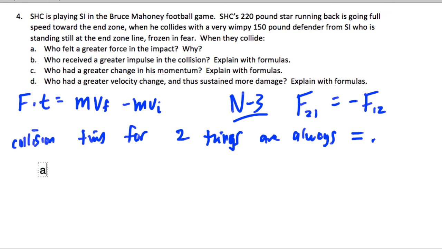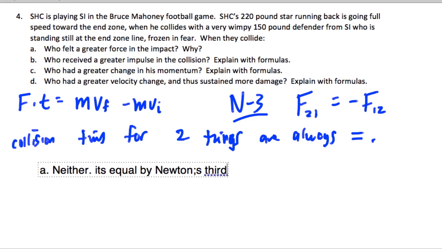So we've got two people running into each other in the football field. They got these pounds, they got these weights, they're running into each other. So let's just talk about what's going on. So who felt the greater force of impact? Neither. It's equal by Newton's third law.